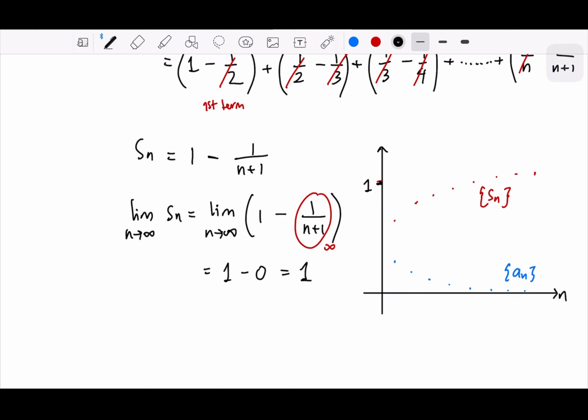So notice that An is going to 0 and Sn is going to 1. An means 1 over n plus 1. If you take the limit as n approaches infinity, it's going to be 0 for An. But for Sn, it's going to be equal to 1, okay?